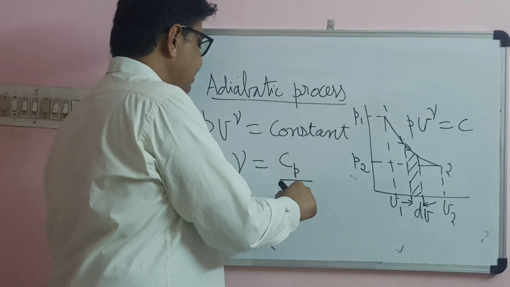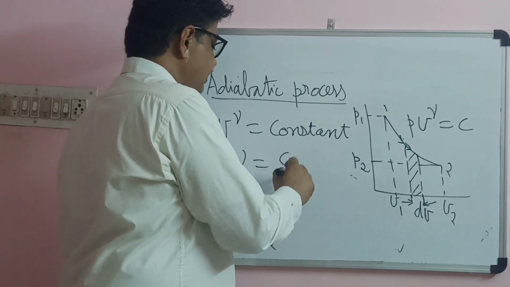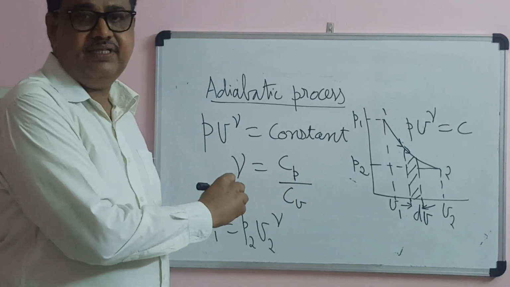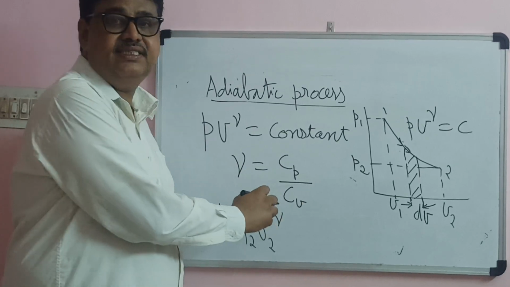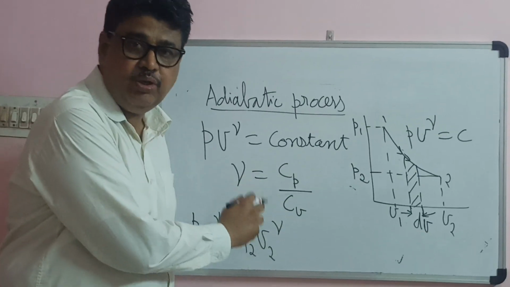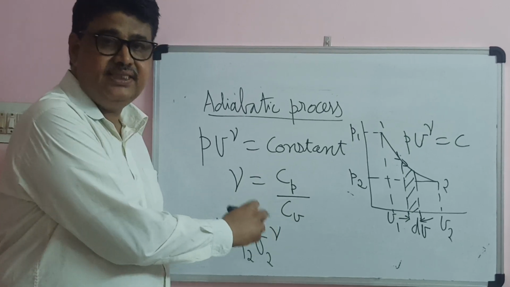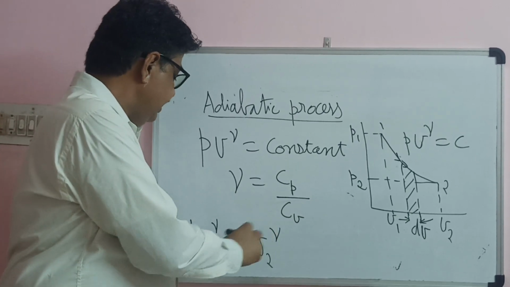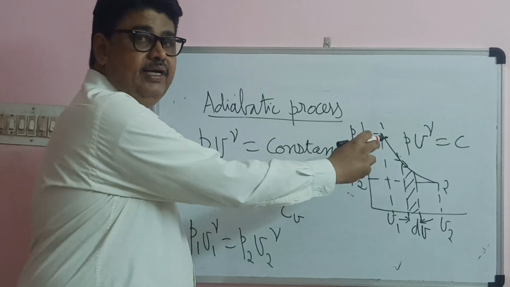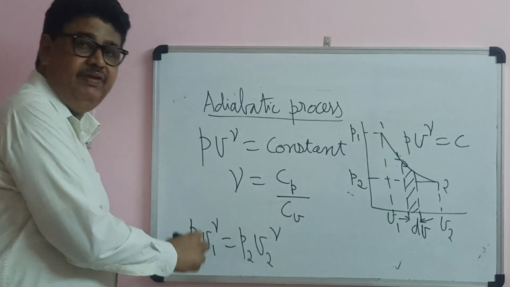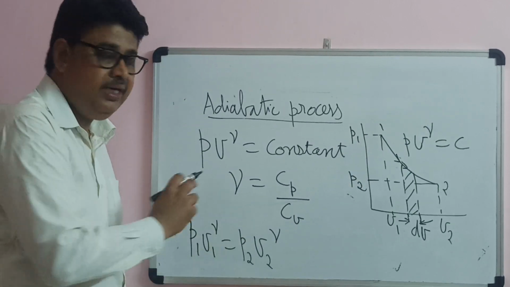where gamma is equal to the ratio of specific heat capacities of the gas. Cp is the specific heat capacity of the gas at constant pressure. Cv is the specific heat capacity of the gas at constant volume. So gamma is equal to Cp divided by Cv. So the equation is P V power gamma equal to constant, P1 V1 power gamma equal to P2 V2 power gamma.